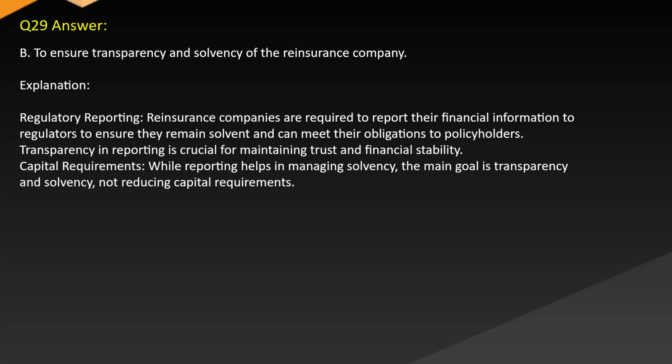Answer B. To ensure transparency and solvency of the reinsurance company. Explanation: regulatory reporting. Reinsurance companies are required to report their financial information to regulators to ensure they remain solvent and can meet their obligations to policyholders. Transparency in reporting is crucial for maintaining trust and financial stability. Capital requirements. While reporting helps in managing solvency, the main goal is transparency and solvency, not reducing capital requirements.